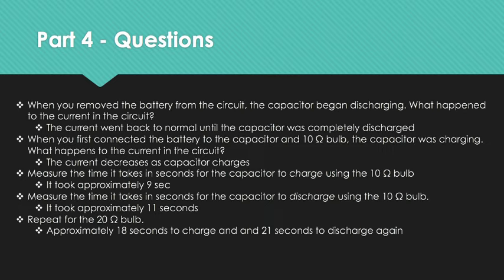More questions based on part 4. When I removed the battery from the circuit, the capacitor began discharging. What happened to the current in the circuit? I stated that the current went back to normal until the capacitor was completely discharged. When I first connected the battery, the capacitor was charging. What happened to the current in the circuit? I said the current decreases as the capacitor charges.